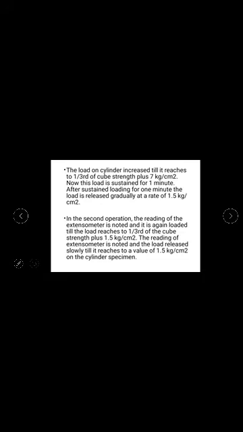In the second operation, the reading of the extensometer is noted, and it is again loaded till the load reaches 1/3 of the cube strength. Now in the previous case, whatever extension has occurred in the specimen is recorded, and again the loading is done up to 1/3 of the cube strength plus 1.5 kg per centimeter square. Previously it was plus 7 kg per centimeter square, now it is plus 1.5 kg per centimeter square. Now again the reading of the extensometer is noted.